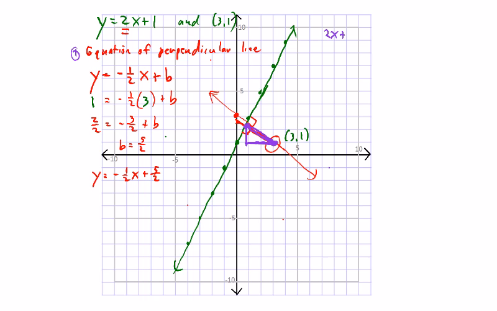2x plus 1, which is the equation of the first line, the right-hand side, should equal negative 1/2 x plus 5 halves. The easiest way to solve this is to multiply both sides by 2. So when I do that, I would end up with 4x plus 2 on the left is equal to negative x plus 5. So that clears out the denominators by multiplying both sides by 2. Now add x to both sides, subtract 2 from both sides, and we end up with 5x is equal to 3.